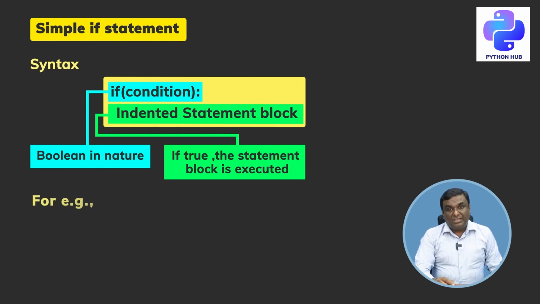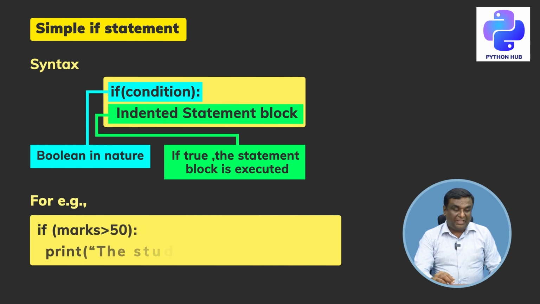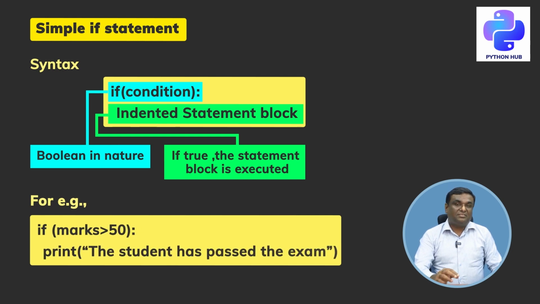For example, if marks is greater than 50, please print the student has passed the exam. Only if the marks is greater than 50, this particular print statement will be executed. If it is not, nothing will happen because it's just an if condition.